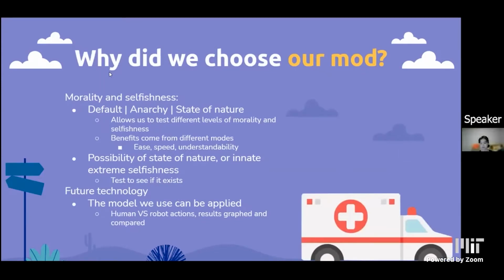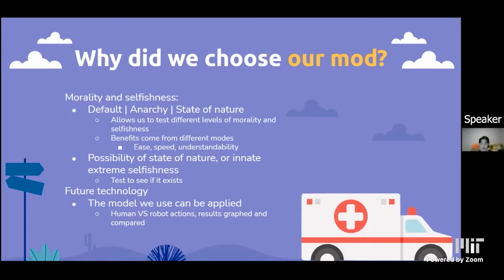So to provide background as to why we chose our mod, it's because of two main reasons. We have our morality and selfishness testing. We chose the three modes, default, anarchy, and state of nature, because they're easy to understand. It's faster to label, and it's pretty easy to understand the name based off of the definition and vice versa. It also allows us to test the existence of the state of nature, which is basically innate extreme selfishness where everyone only protects themselves.